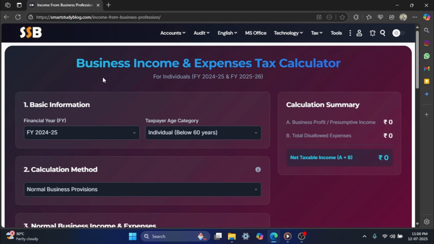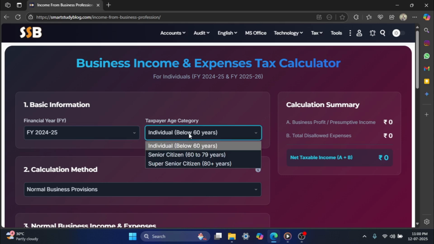When you first fire up this calculator, what are those initial things it asks for, and why are they so critical for tax planning? Right. The power really starts the moment you tell it who you are and which year you're looking at. You just select the financial year, 24-25 or 25-26. Then your taxpayer age category. So that's below 60, senior citizen, which is 60 to 79, or super senior citizen, 80 plus. And that age part is important, right? Absolutely pivotal. It directly impacts your basic exemption limits, especially if you're looking at the old tax regime. And the financial year, well, that sets the tax rules and slabs that apply.